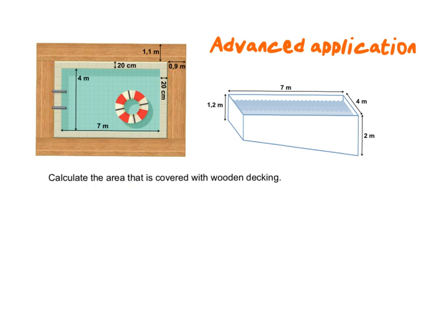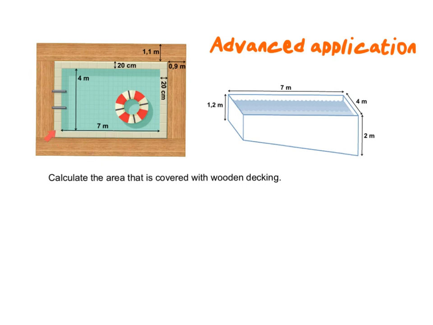We've looked at the capacity of the pool, we've looked at the pavers around it, so now it's time to look at the decking of the pool and work out the area that needs to be covered with decking planks. So let's consider the drawing. They give us here that this has a width of 1.1 and here it has a width of 0.9, and we can assume that it's the same on the other side.